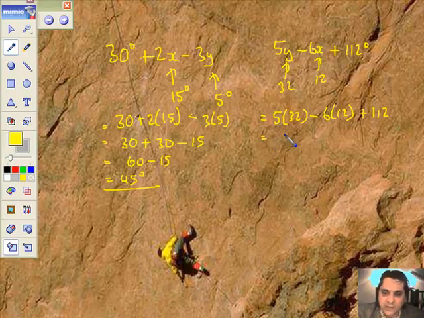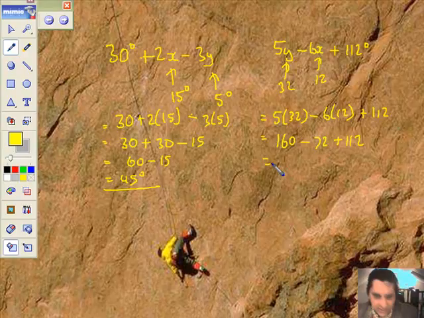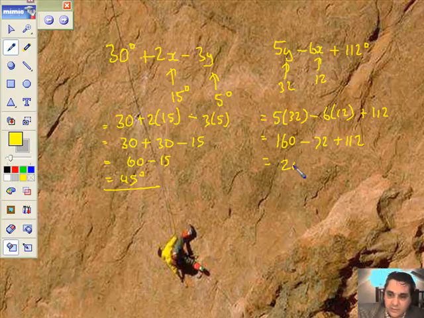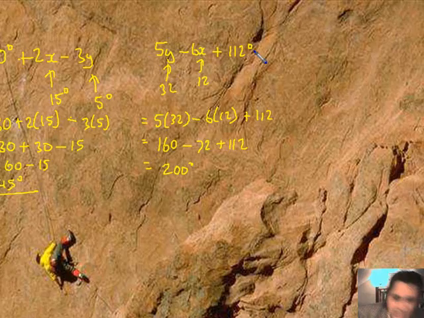Let's just get the total there. 5 times 32 is 160, I believe, yes. Take away 6 12s are 72, then add on 112. Because it's getting late and I'm tired, I'm going to use my calculator. So 160, take away 72, add on 112, comes to 200 degrees. Lovely. So it's 200 degrees. The context is degrees, so we use that. I think I'll do E now.